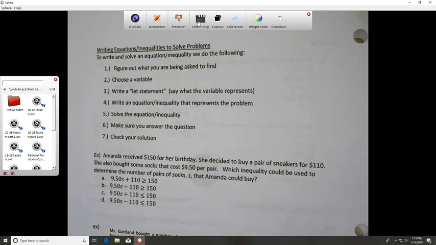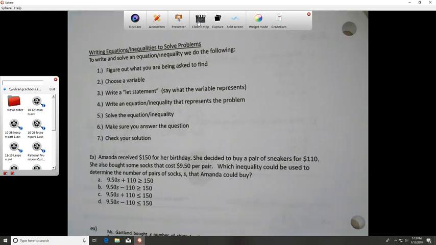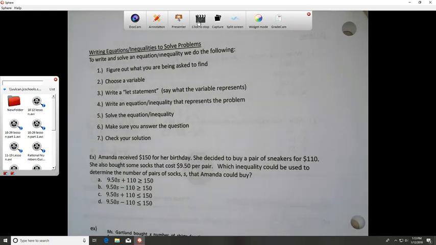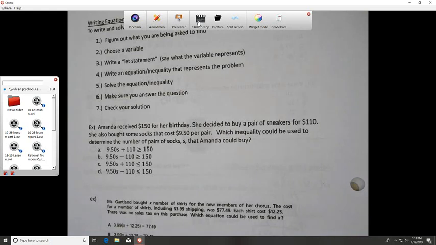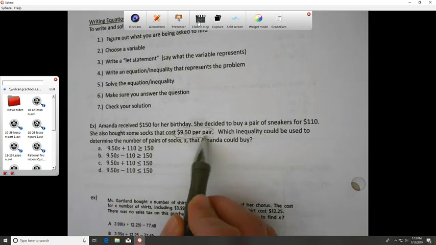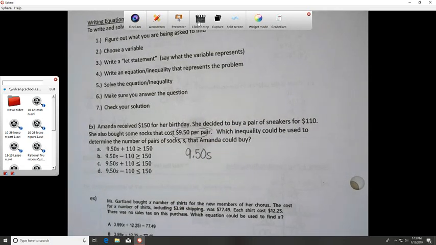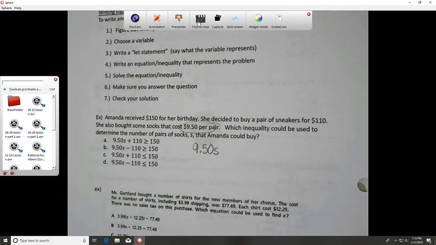So our first example says Amanda received $150 for her birthday. She decided to buy a pair of sneakers for $110. She also bought some socks that cost $9.50 per pair. Which inequality could be used to determine the number of pairs of socks S that Amanda could buy? So it's telling us S is the number of pairs of socks. If I go back, I'm searching for wherever it's talking about the socks. So right here, socks are $9.50 per pair. So I know it's going to be $9.50S. Well, they all say $9.50S, so that doesn't really help us.